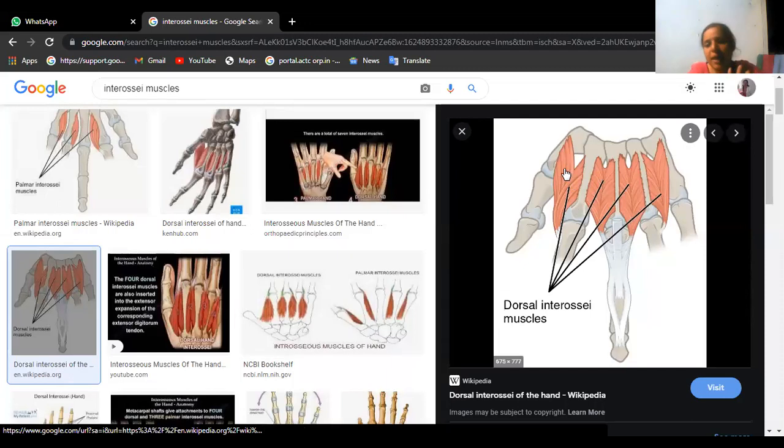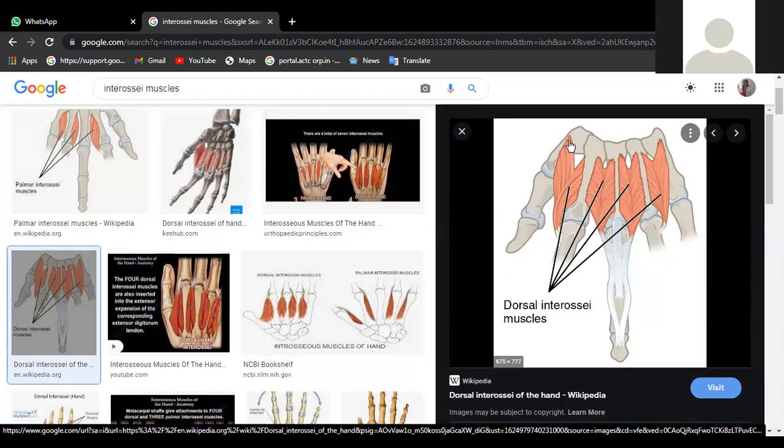Now, when you see in the hand, what are these bones we have? These are metacarpal bones, right? So how many metacarpals do we have? One, two, three, four, five. So between the metacarpal bones, whatever earthworm-like muscles we have, bipinnate muscles, they are basically called interosseous muscles. And counting of interosseous is always from the thumb side.